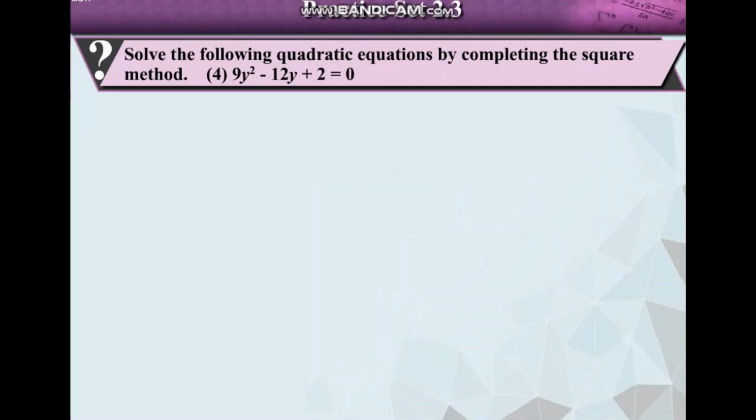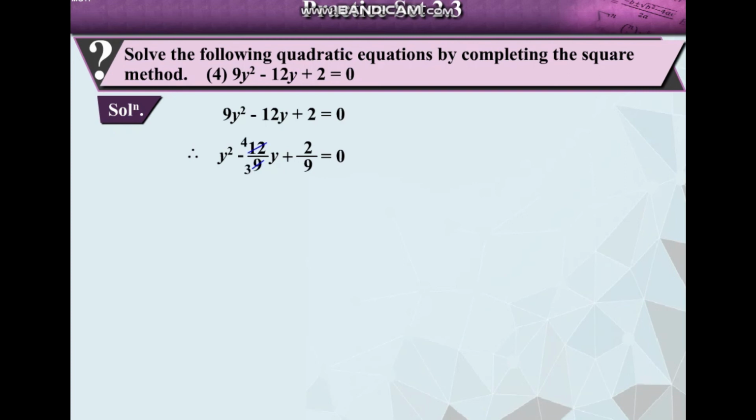Four. 9y square minus 12y plus 2 is equal to 0. Solution: 9y square minus 12y plus 2 is equal to 0. Therefore, y square minus 12 upon 9y plus 2 upon 9 is equal to 0. Therefore, y square minus 4 upon 3y plus 2 upon 9 is equal to 0. Now, if y square minus 4 upon 3y plus k is equal to y plus a the whole square.